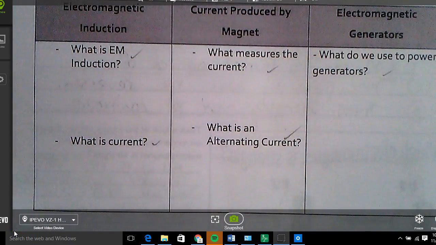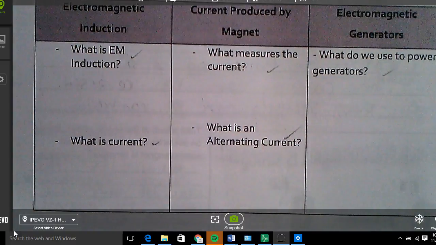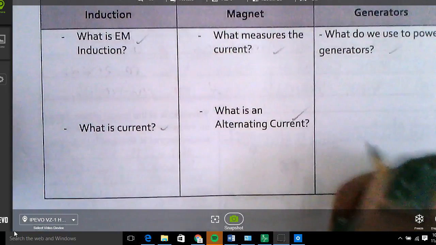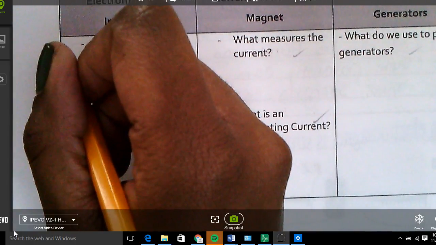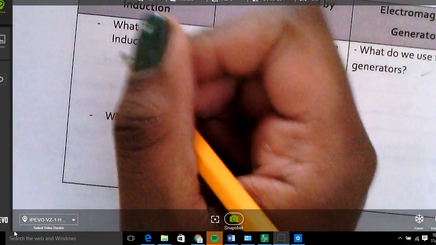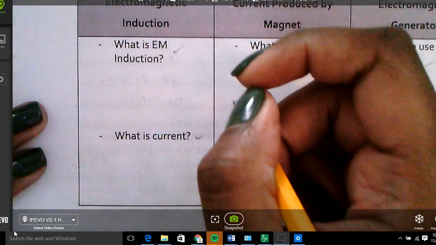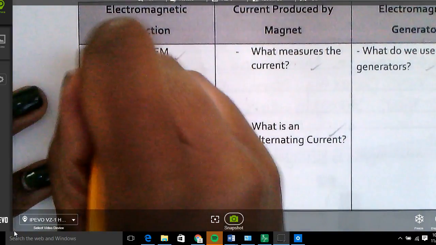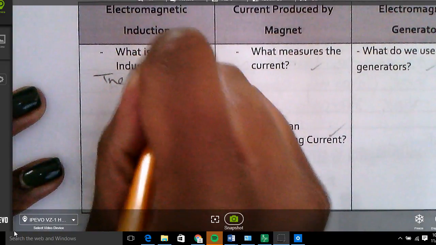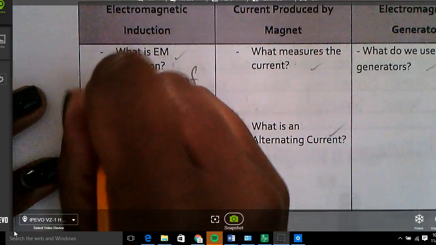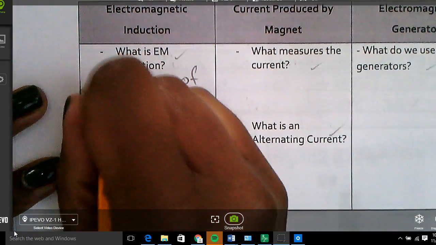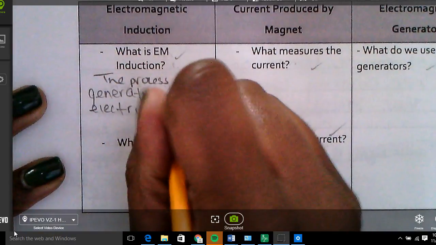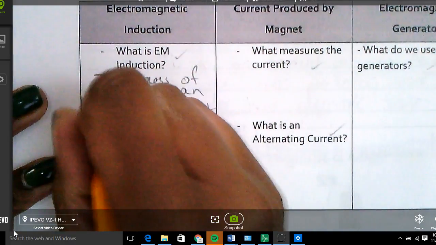Electromagnetic induction. Shara, I saw you with a flawless answer for this. Very good. So it is the process of generating an electric current with a magnetic field.